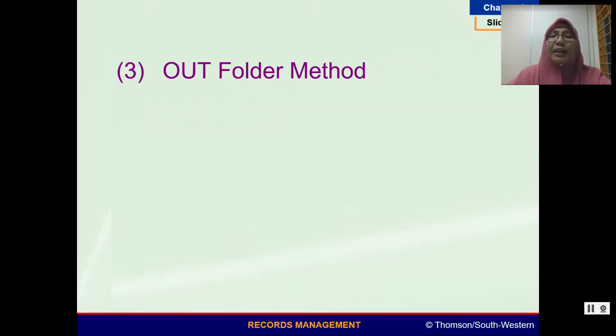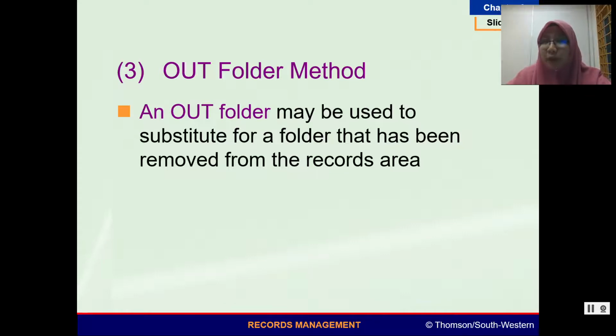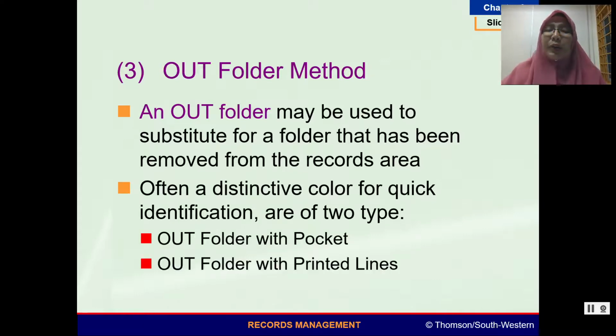The third method is the out folder. An out folder may be used to substitute for a folder that has been removed from the records area. For example, someone is borrowing a folder, not a document in that folder. So you may substitute another folder to replace the folder that has been borrowed. Usually it is often a distinctive color for quick identification. This is almost the same as step number 1, out guide. You use the out folder with pocket, and you also can use the out folder with printed lines.